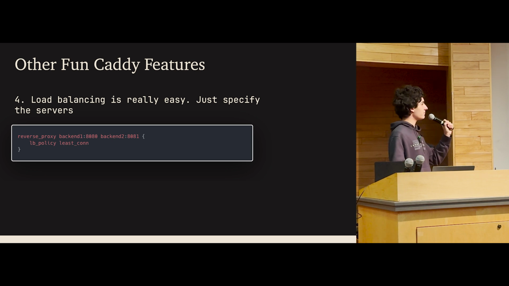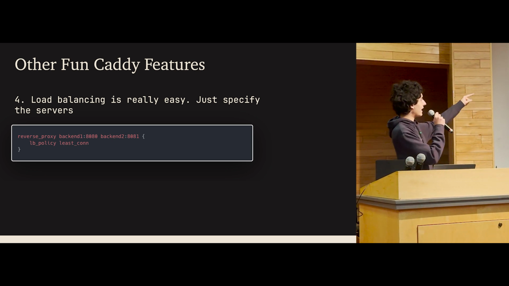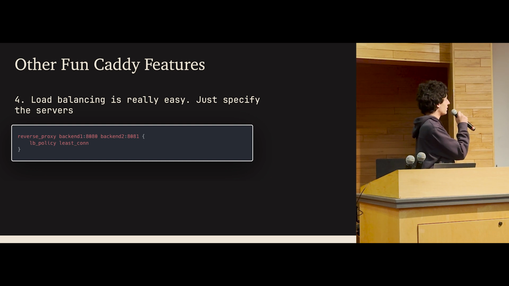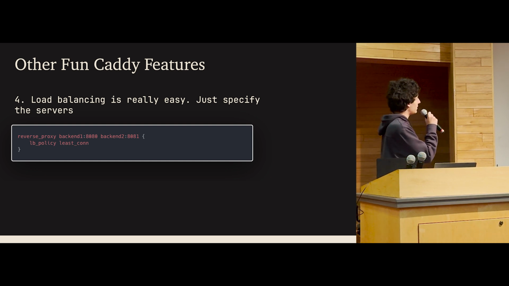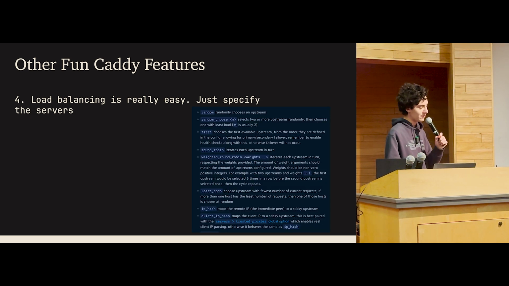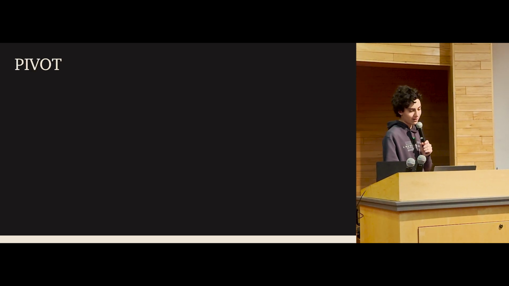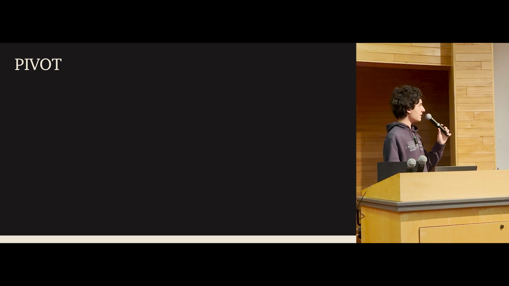And then also load balancing is extremely easy. You saw the reverse proxy directive I made before. Here, I'm just calling it with 2 servers. And then I do a load balancing policy of least connections. But there's a bunch of them. You could do all of these. You have random, where it's just random load balancing. You can do a round robin. It is really versatile.